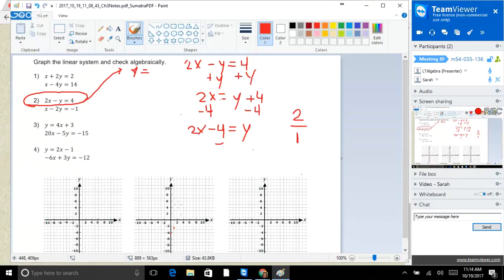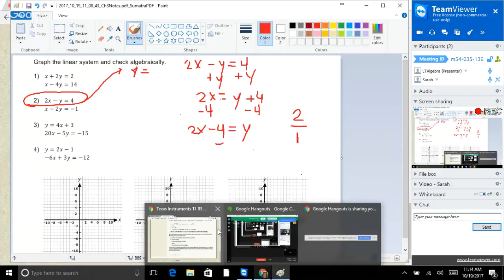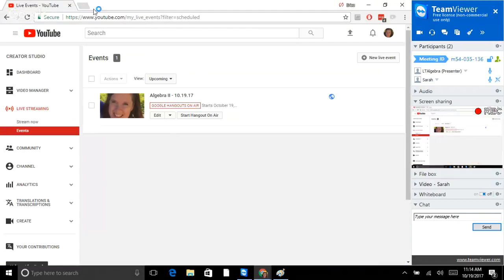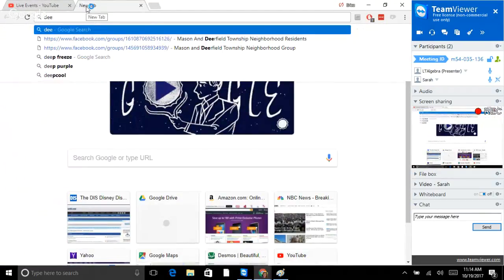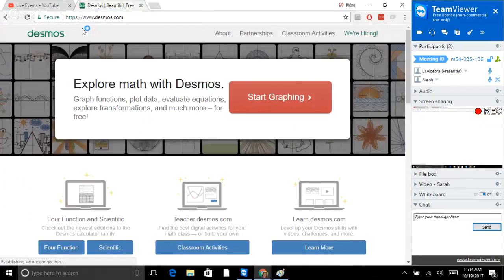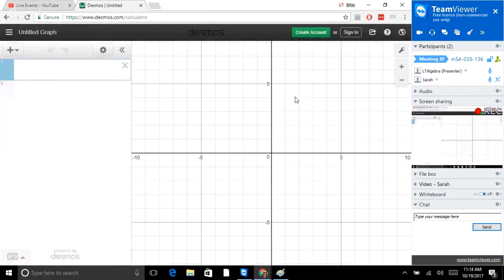So I have my line there, or I can just go into my graphing tool. So in your case, your TI or Desmos, and you can type in your linear equation. So I think I had Desmos up. So we had y equals 2x minus 4. Here we go. At -4 is our y-intercept. We rise 2, run 1, rise 2, run 1, rise 2, run 1.